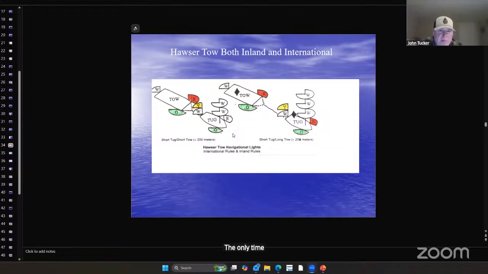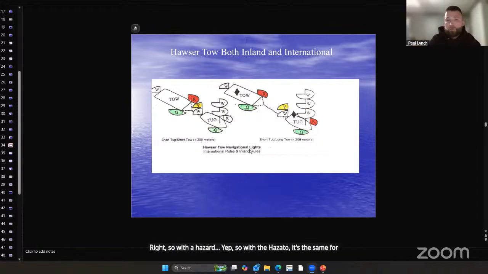So the only time you see the special yellow blinking is if it's a push tow. These two don't have any yellow blinking, with the hawser. So with the hawser tow, it's the same for inland and international.